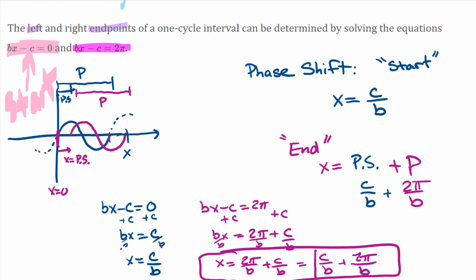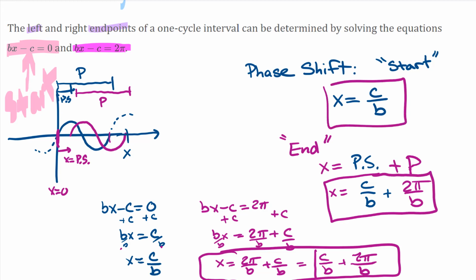Do you know what 2 pi over b equals? That's the period. So I've just shown you that this can be your endpoint in just b's, c's, and 2 pi's. So we have our two different formulas. Let's make sure that we know these two things. For our phase shift, we're going to start at x is equal to c over b, and we will end when x is equal to c over b plus 2 pi divided by b.